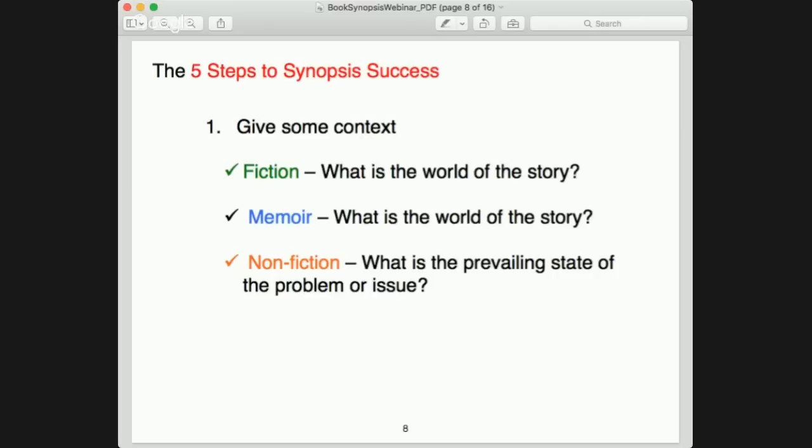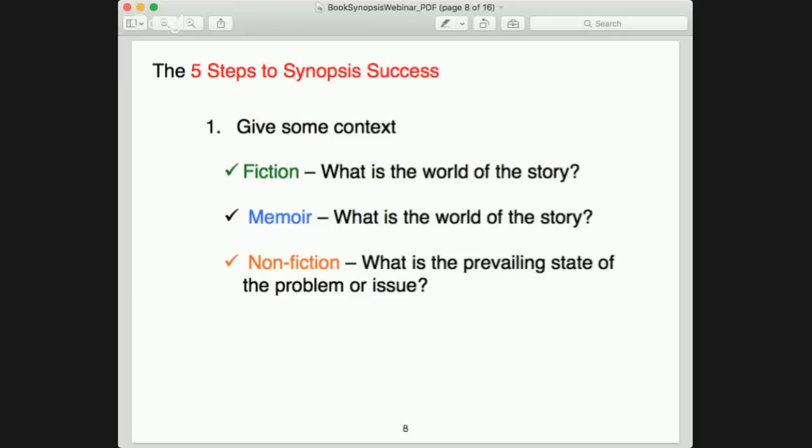Oftentimes this is described as a problem. The reader has some sort of problem they want to solve, some sort of challenge they want to overcome, something they want to learn or do, and you're going to help them get there. So you want to describe what that problem or challenge is. So that's step one, is just give us some context.